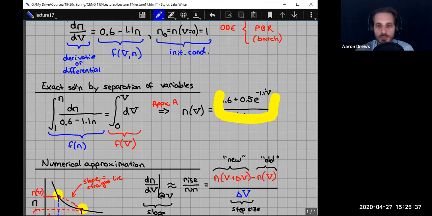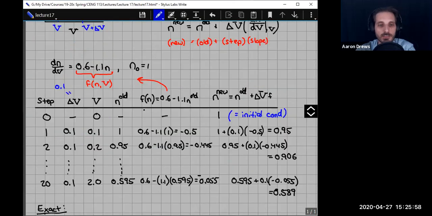With that exact solution, we can calculate the value of n at any value of v, right? Plug in a value of v and it'll tell you what n ought to be. Even weird numbers, right? You could throw in a negative v if you wanted to and calculate it, but that makes no sense. So we would not use a negative v, but we can just plug in a value of v and get anything that we want.